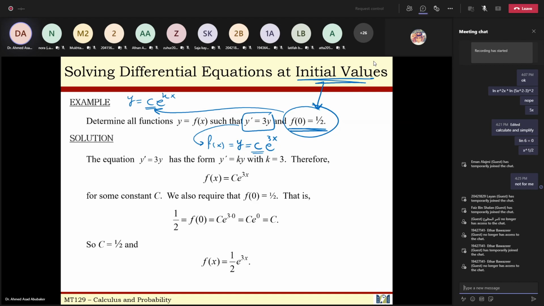So substitute x equals 0. So we have like this. F of 0 equal c times e to the power 0. So we have half. This is f of 0 equal half. So c equal half. We can replace c with half. So we can conclude that f of x equal half e to the power 3x in this example.